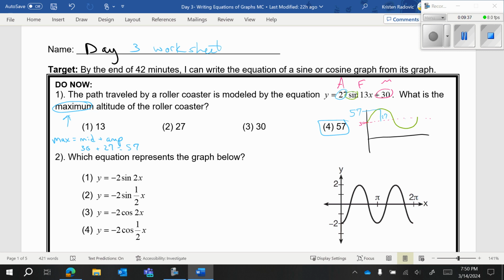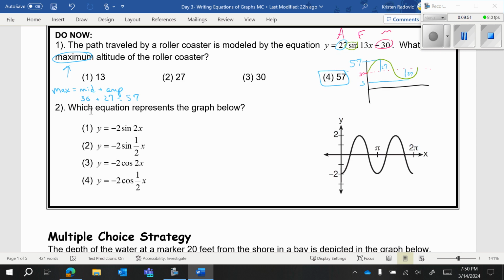By the way, your minimum is what happens when you subtract 27. If you were to subtract 27, you would get 3. So clearly my graph is not to scale, but at least the numbers are right.